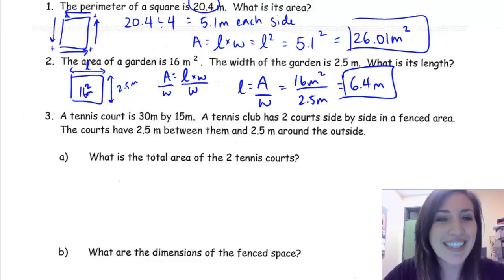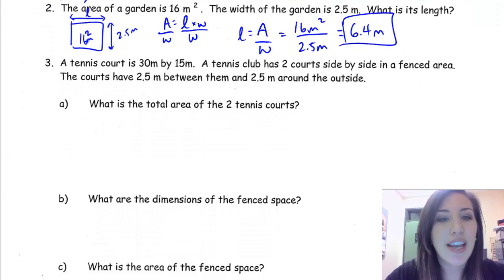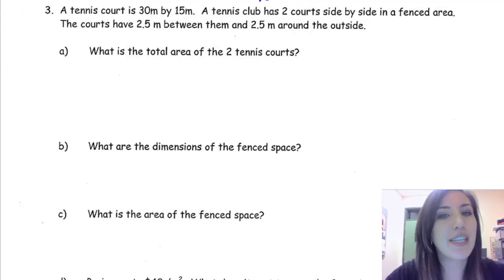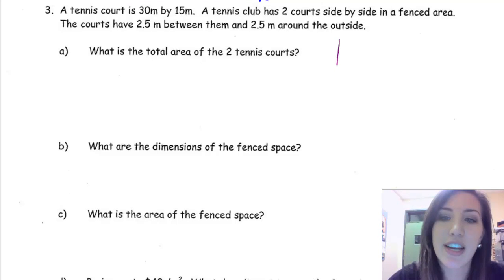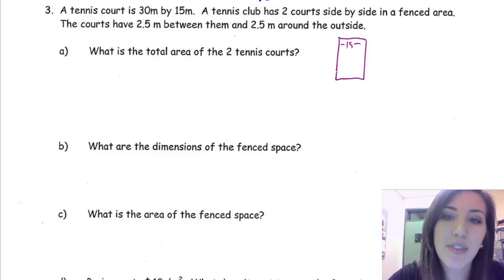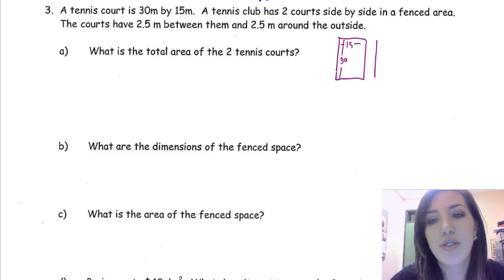All right, last example here. A tennis court is 30 meters by 15 meters. A tennis club has 2 courts side by side in a fenced area. Let's draw this. So 30 by 15, so this is 15 this way, and this is 30 this way, and there are 2 courts side by side. So 30 and 15.